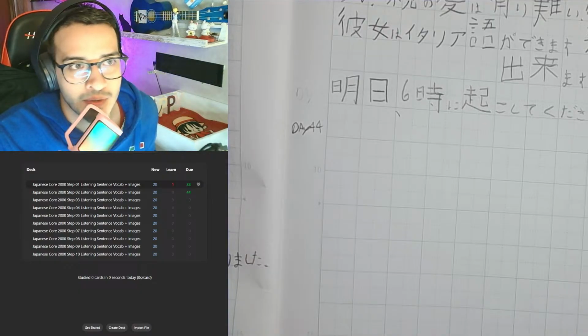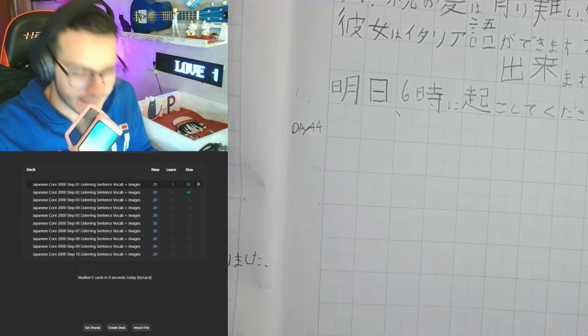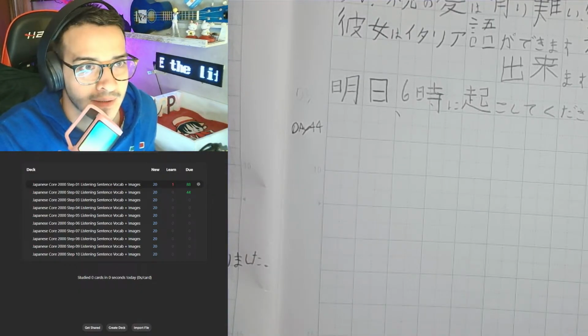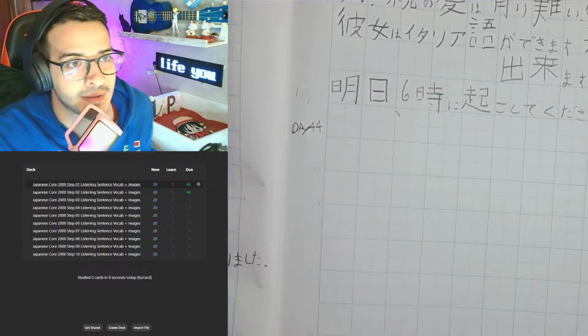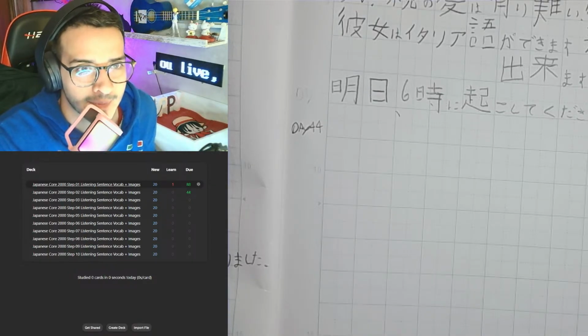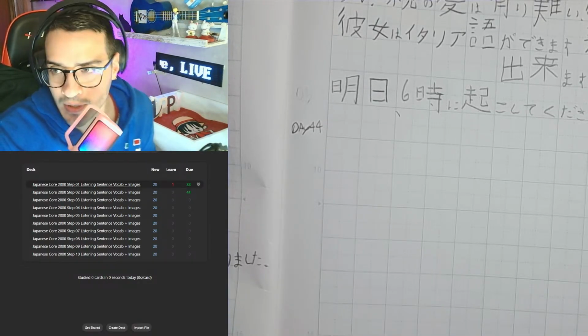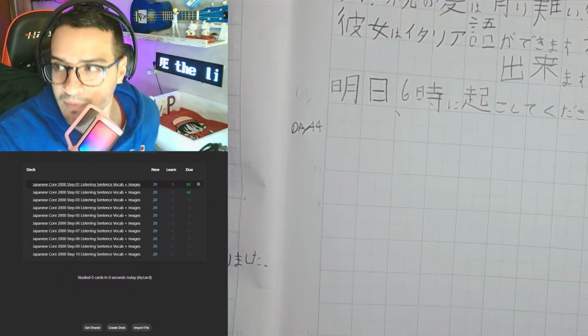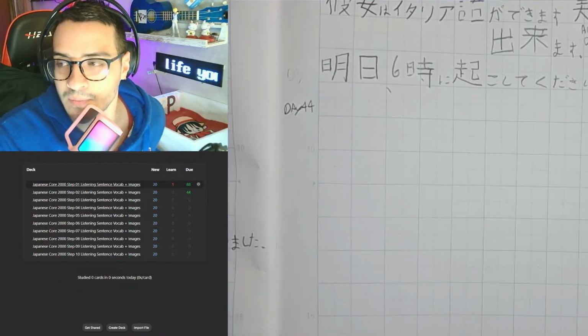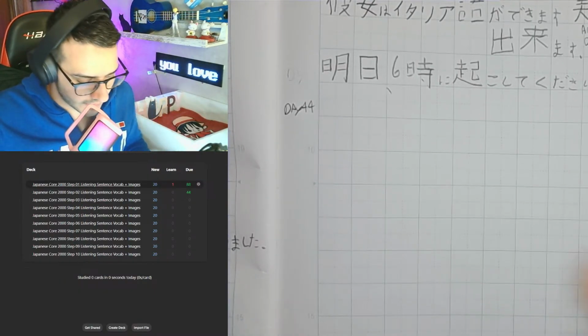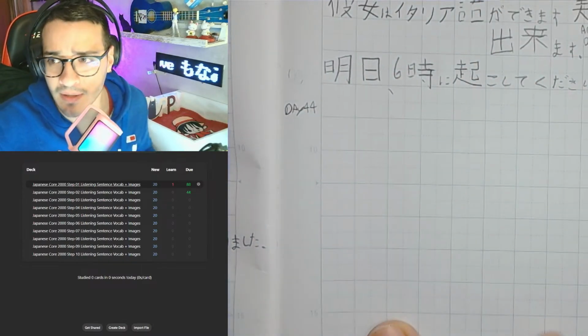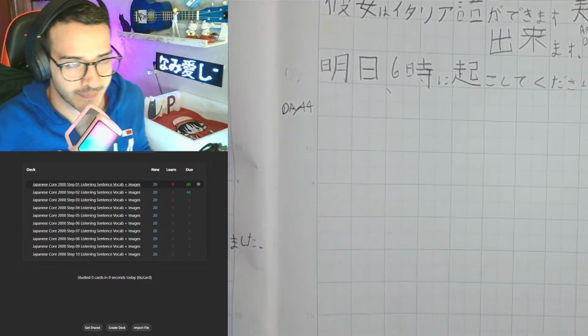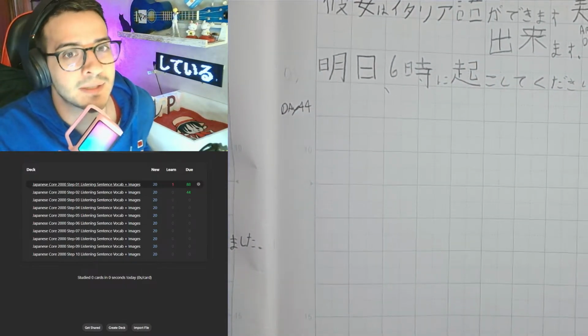As usual, I'm gonna use the app Anki, and the deck we are currently on is the Japanese Core 2000 Step 1. And as per usual, I'm gonna try to write down everything because I want to learn how to write properly, which is, in my opinion, the harder part in Japanese. Okay, enough talk. Let's jump into it.